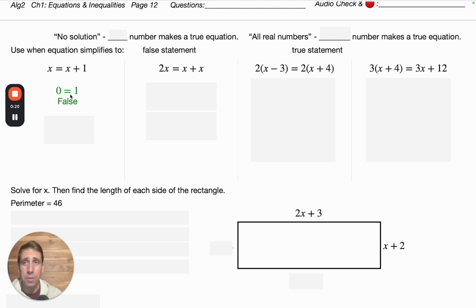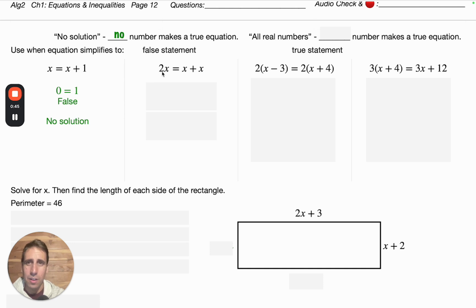And it's even weirder when you think about it. This equation basically means, what number is equal to that same number plus 1? There's no number that actually satisfies that. It's impossible to solve this equation. There's no solution. This is what we're going to report when no number makes a true equation. We're just going to say there's no solution. You can't solve that, so don't make me.